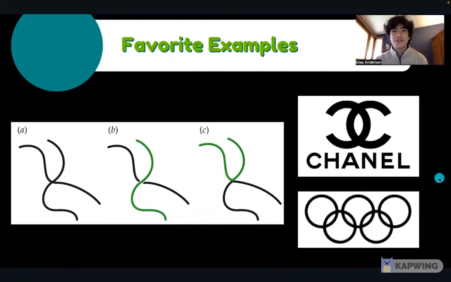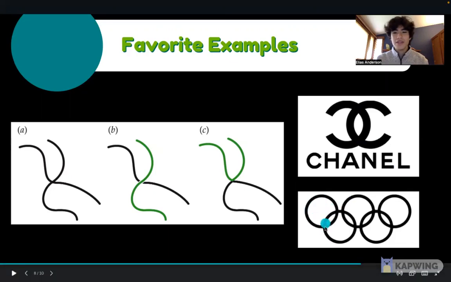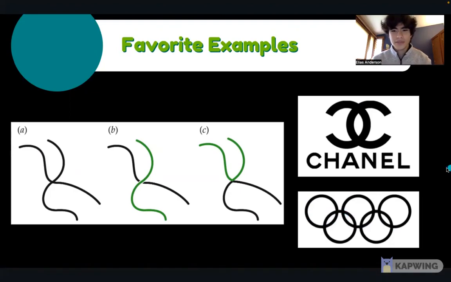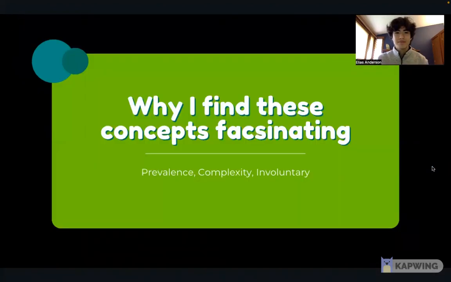Some more examples of this are the Chanel logo. We see it as two C's following a consistent path, not this weird shape just jammed together. And then just another classic example of continuation is the Olympic logo. We see the circles individually, not as different shapes.